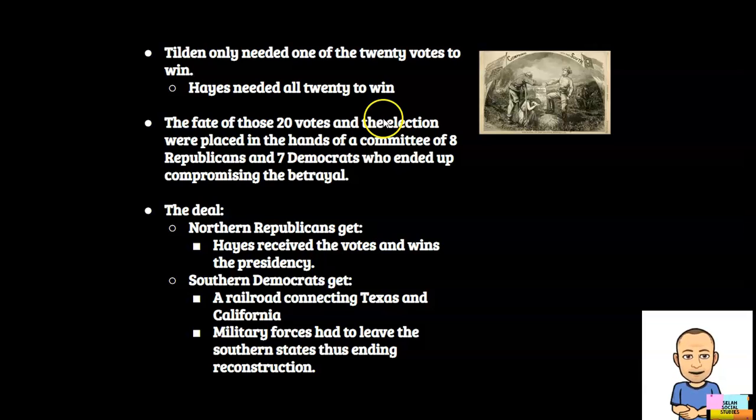So in order to decide the outcome of this election, a committee was put in charge of resolving all of these disputes. The committee consisted of 8 Republicans and 7 Democrats. These 15 men made a compromise that would change the outcome of the election and the direction of the United States for the next 100 years. The Compromise of 1877, otherwise known as the Great Betrayal, put the Republican Rutherford B. Hayes in office.